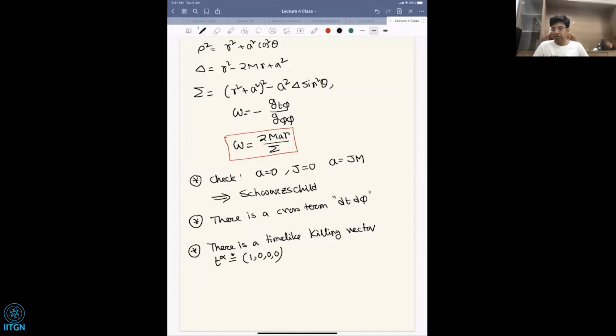Good. But an important difference from Schwarzschild: note that there is no t to minus t symmetry.